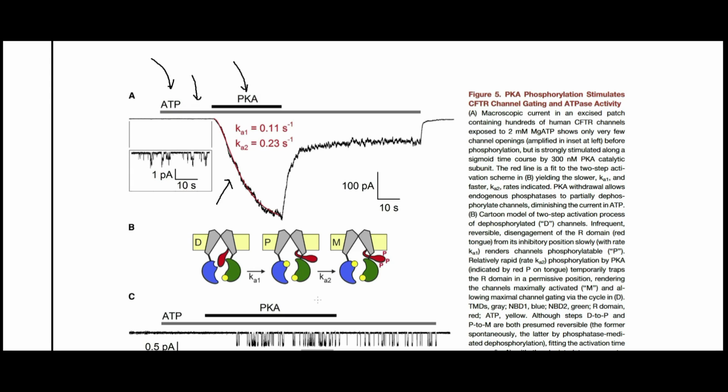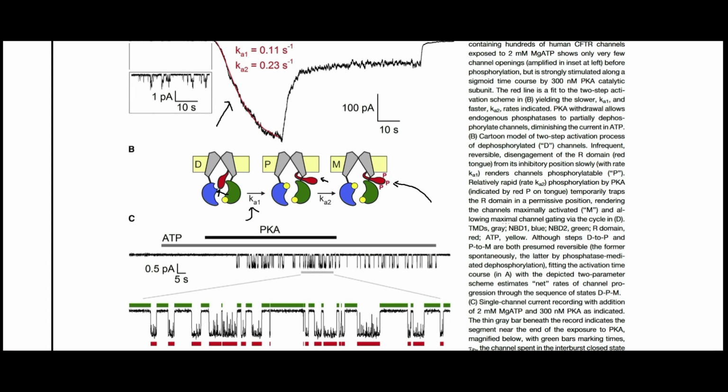And so they're saying that there is this movement of the regulatory, this R domain, which is this sort of red tongue looking thing here. So that can move out of the way, which is sort of a rate limiting step. Then we have the protein kinase A, which kind of phosphorylates that and causes it to sort of stay out of the way, and allows the ions to then move through.